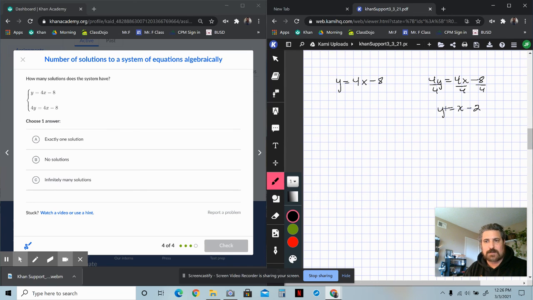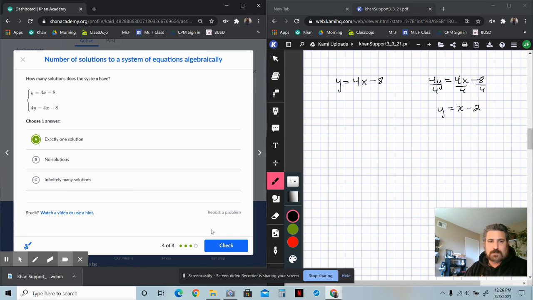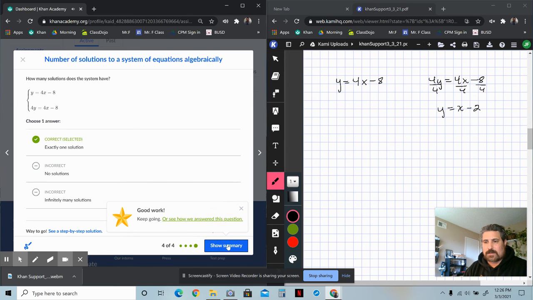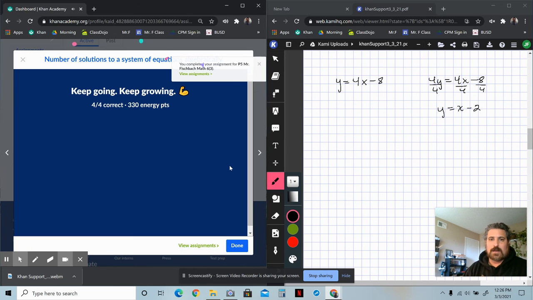So y equals x minus 2. Notice that when we look at these, the slopes are not the same. One slope is 4, the other slope is 1. And so we know that they're not going to have the same slope, which means they're going to cross at some point. So this is just exactly one solution. And that's it. And that's how you do it.